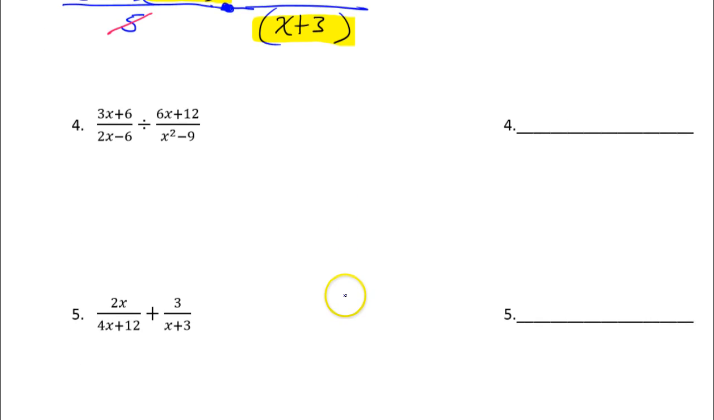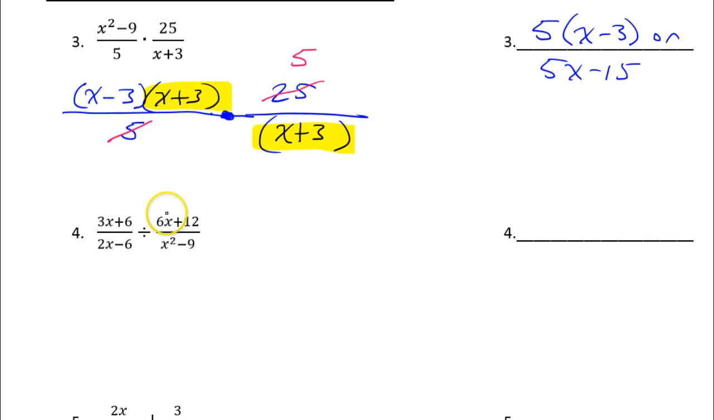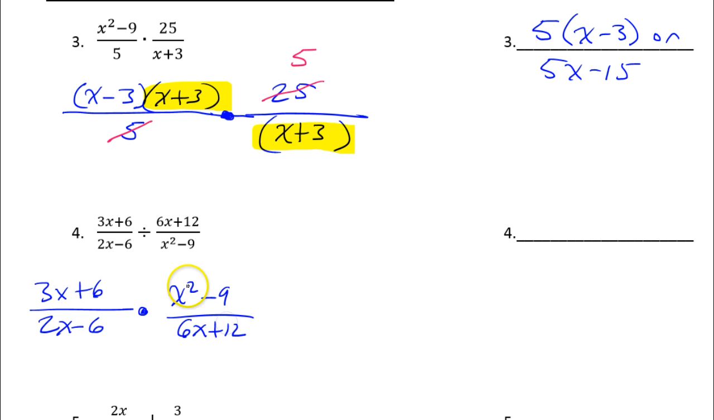Now, for division, the only difference between multiplication and division is that you have to do the reciprocal of the second fraction. So I'm going to have 3x plus 6 over 2x minus 6 times x squared minus 9 over 6x plus 12. All right, you change it to multiplication and you do the reciprocal. After that, it's going to be the same as the previous problem. So again, I'm going to factor and I'm going to cancel out whatever I can.